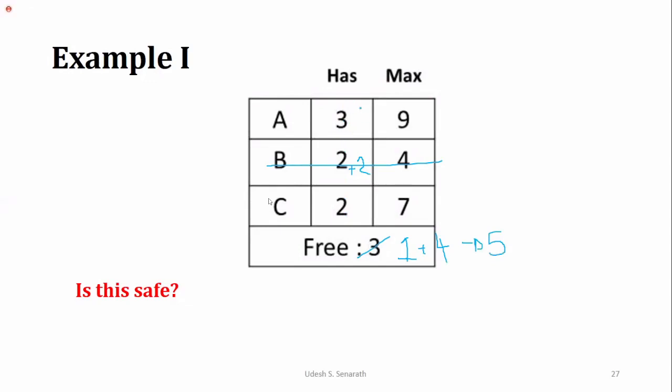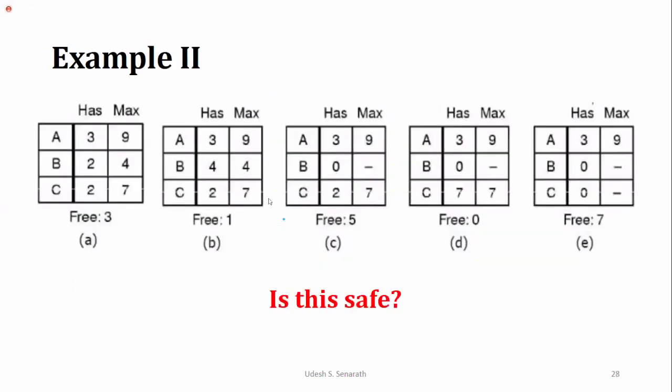Then we have to go again. Can we give these 5 resources to A? Yes, we can, but it will only make 8, and it needs 9. So we are not giving 5 to A. Then we go for the third process, C. We give these 5 to C. It will add up to 7, and free resources are 0. And process C is done. Once C is done, 7 free resources will be there. From that 7, 6 will be given to this, and we will complete this process. Yes, this is in a safe state. That is how we model it.